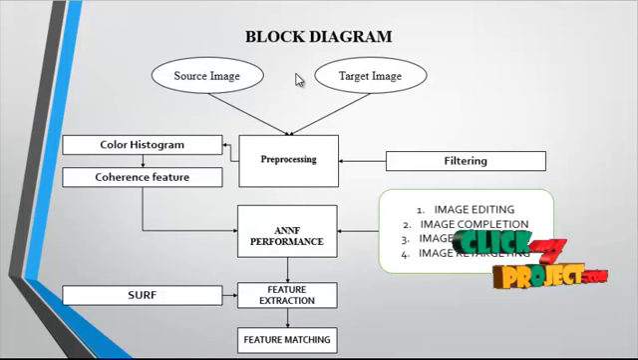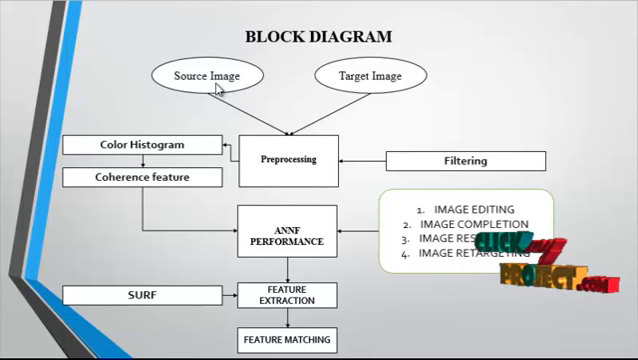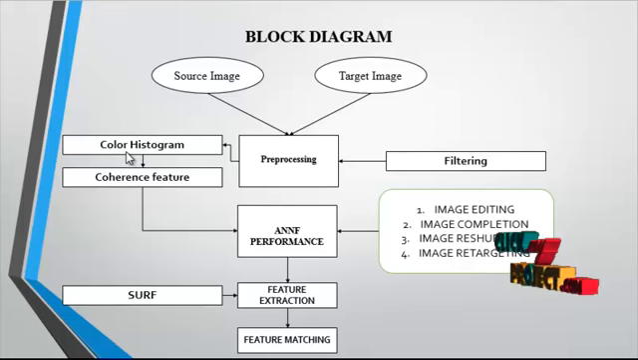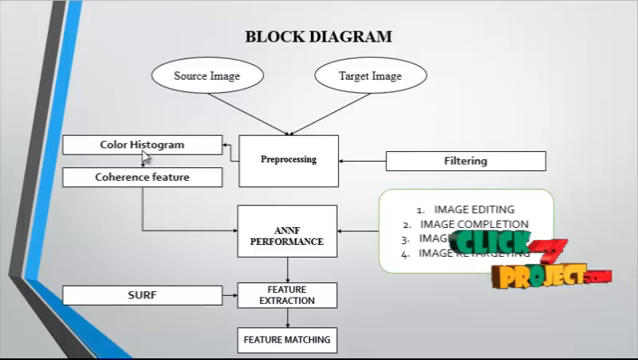Now we discuss the block diagram for this process. At first the input images are two. The first one is the source image and the second one is the target image. After getting these two images, we go for the pre-processing. In the pre-processing steps there is one major category, which is filtering. Filtering is the process of removing noise from the image. For filtering we use the Gaussian filter method. After the pre-processing, the color histogram feature is extracted from the image. After the color histogram feature is extracted, the coherence feature is extracted from the pre-processed image.